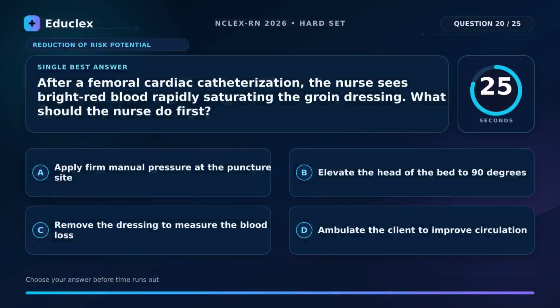Question 20. After a femoral cardiac catheterization, the nurse sees bright red blood rapidly saturating the groin dressing. What should the nurse do first? Here are the options. Option A. Apply firm manual pressure at the puncture site. Option B. Elevate the head of the bed to 90 degrees. Option C. Remove the dressing to measure the blood loss. Option D. Ambulate the client to improve circulation. Your 25-second thinking time starts now.